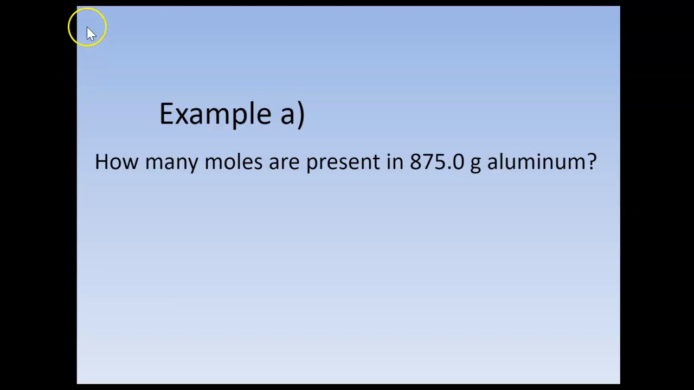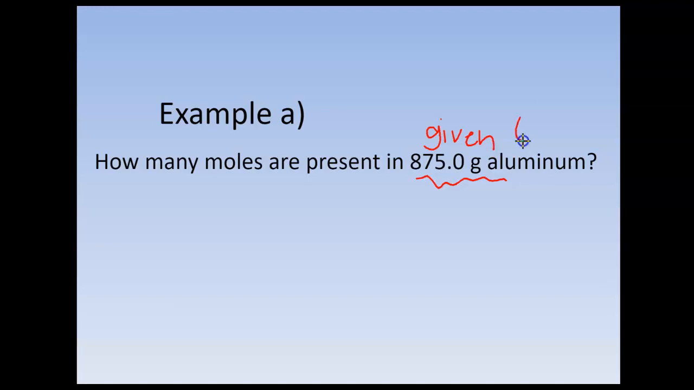Okay, so let's say that we want to be able to do this calculation. How many moles are present in 875.0 grams of aluminum? So the first thing that we need to be able to identify here is that I have a given amount. That's my given, all right? I am told that there is 875 grams of aluminum, okay?